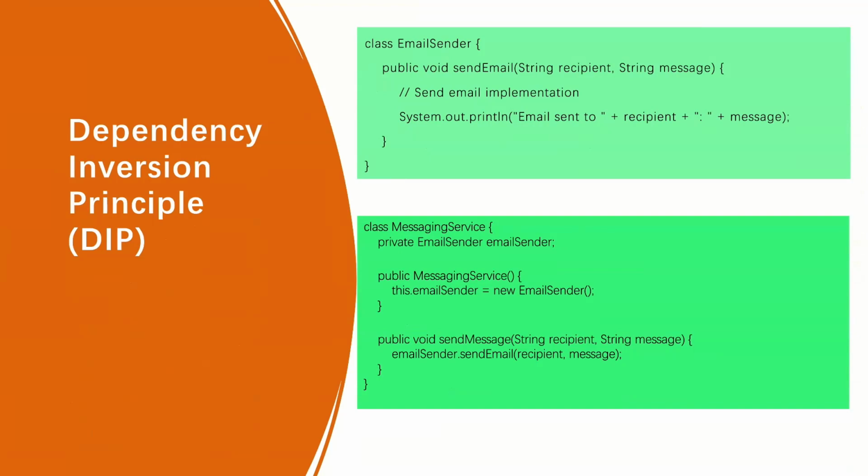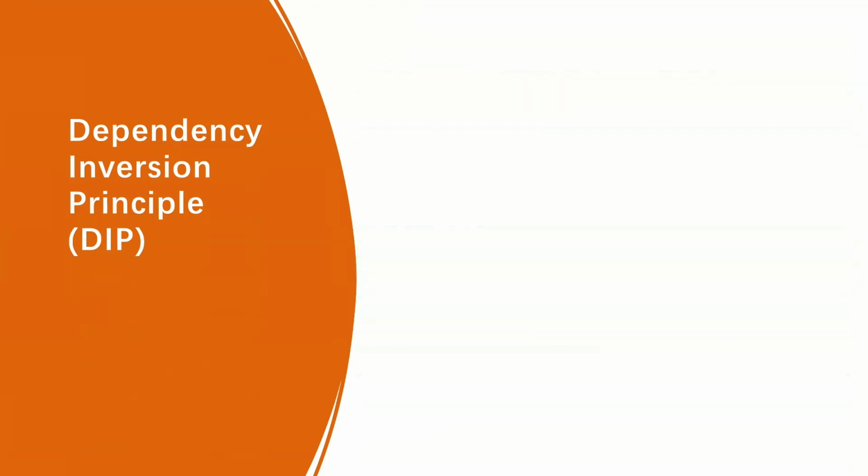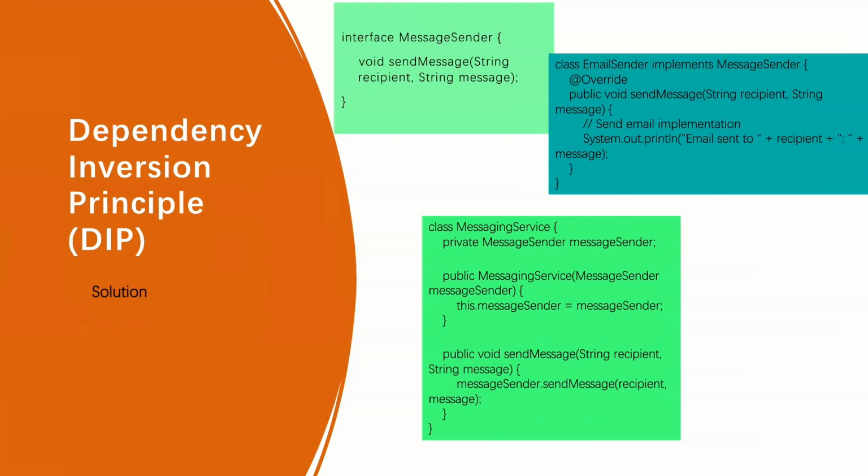To adhere to the dependency inversion principle, we introduce an abstraction layer, interface, between the high-level and low-level modules. In this refactored implementation, we introduce the message sender interface, which defines the send message method. Email sender implements the message sender interface and provides the implementation for sending emails. Messaging service depends on the message sender interface rather than the concrete implementation, email sender.